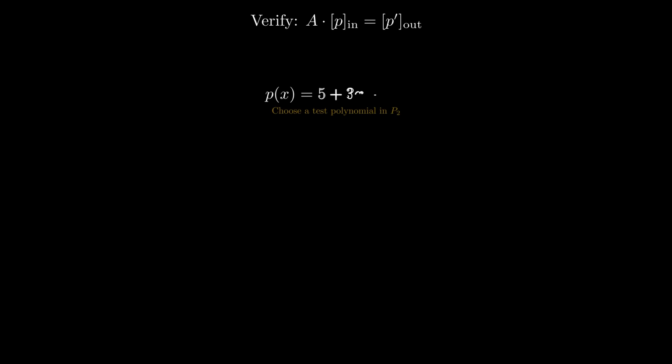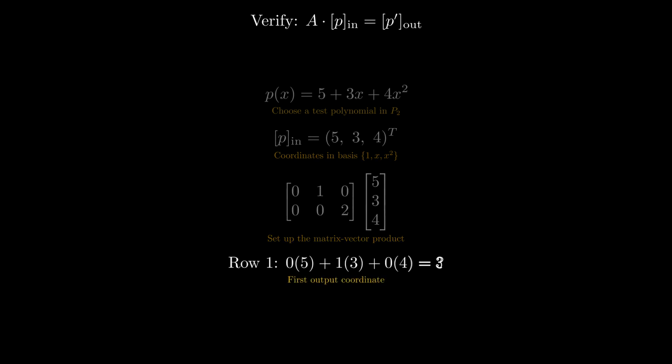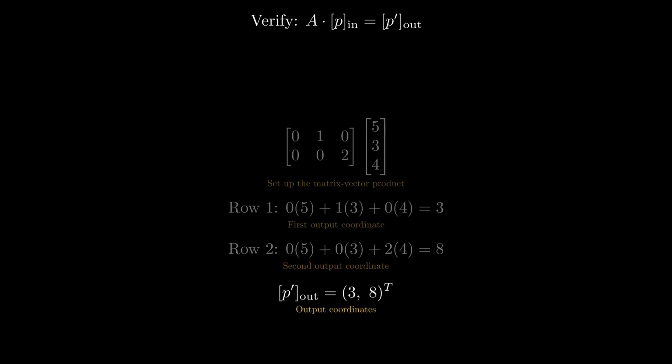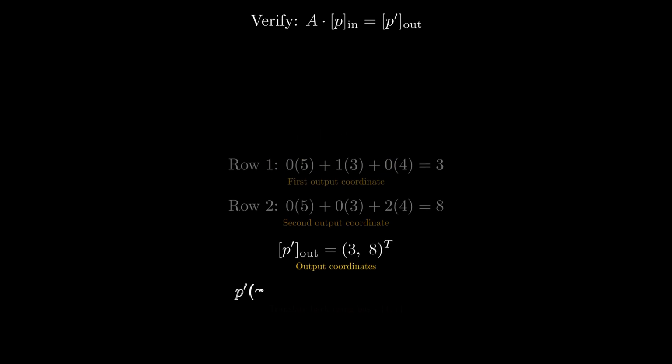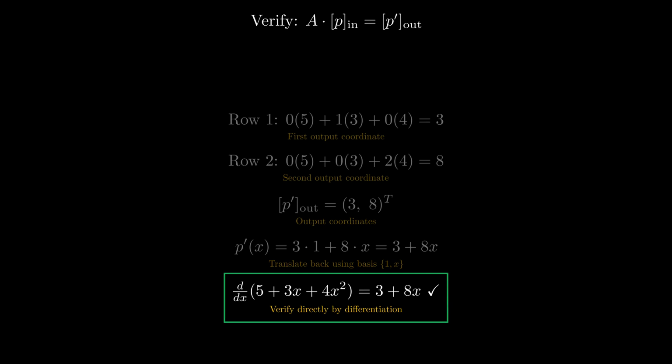Let's test it. Take the polynomial 5 plus 3x plus 4x squared. Its coordinates in the input basis are 5, 3, 4. Now multiply the matrix by this column. Row 1 gives 0 times 5 plus 1 times 3 plus 0 times 4, which equals 3. Row 2 gives 0 times 5 plus 0 times 3 plus 2 times 4, which equals 8. So the output coordinates are 3 and 8. Translating back to a polynomial, that's 3 times 1 plus 8 times x, which is 3 plus 8x, and sure enough, the derivative of 5 plus 3x plus 4x squared is indeed 3 plus 8x.